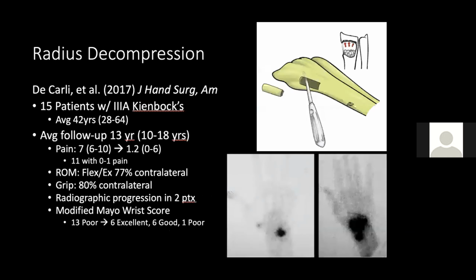On the other hand, radial decompression has been described fairly commonly in the literature. The goal has been described as creating a regional vascular response around the lunate. DeCarli et al. utilized this technique in 15 patients with relatively advanced Kienbock's and obtained follow-up at an average of 13 years. The authors demonstrated improvements in pain, range of motion, and grip strength, and noted that only 2 patients experienced radiographic progression of disease. In addition, the authors used bone scintigraphy to confirm a regional vascular response developed following the procedure, which may be the basis for revascularization of the lunate itself.